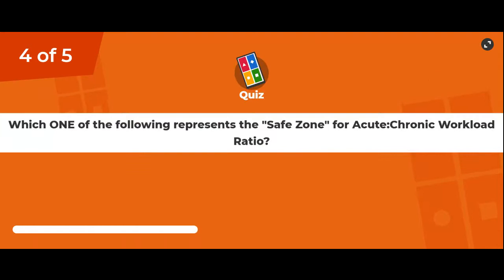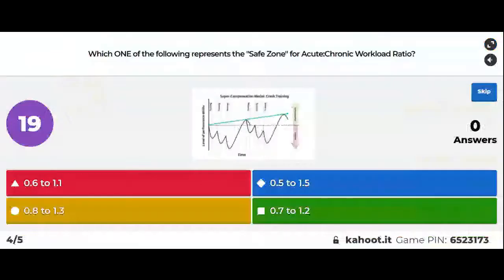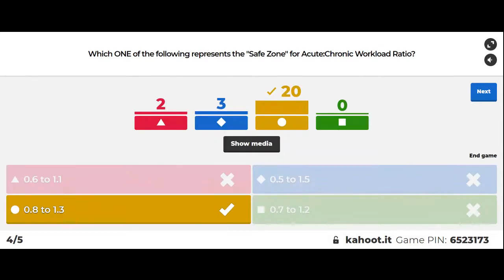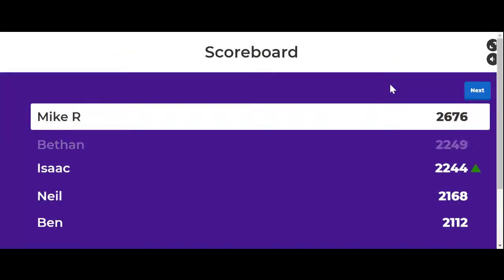Question 4. Which one of the following represents the safe zone for acute chronic workload ratio? Fantastic. Most of you getting those right. Okay, 0.8 to 1.3 is our safe zone for acute chronic workload ratio. Mike's still at the top. Isaac creeping up, then Bethan, then Neil, then Ben.